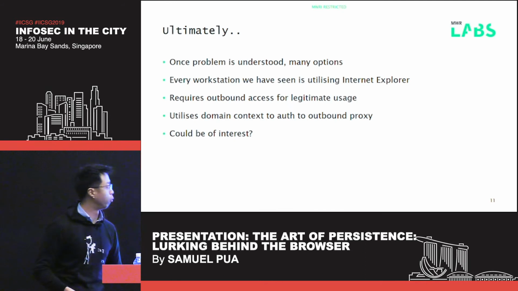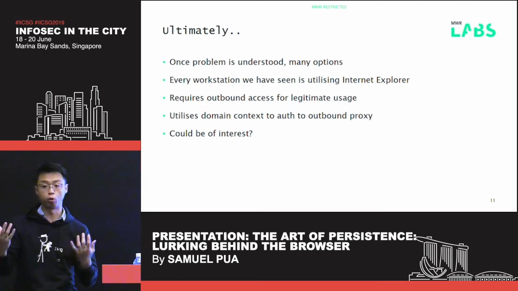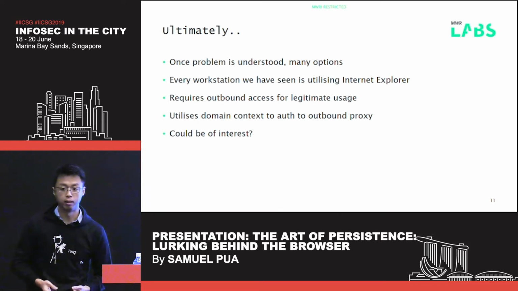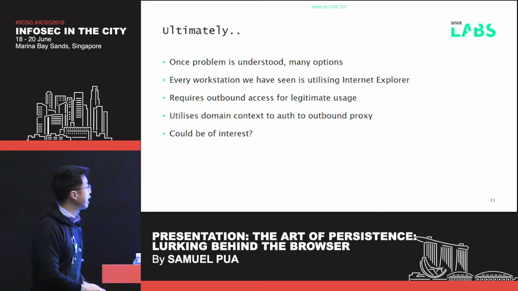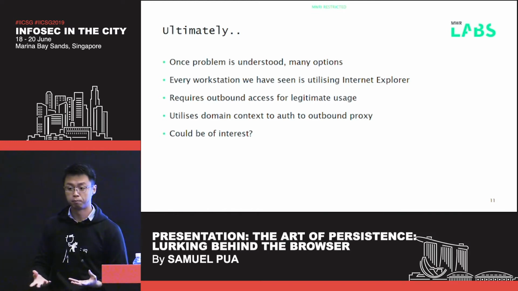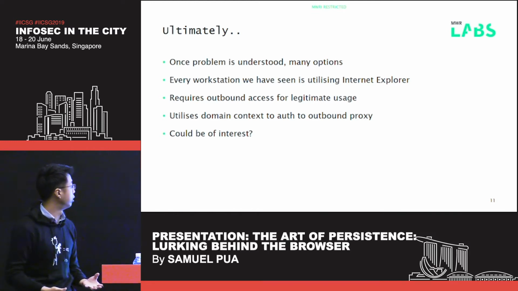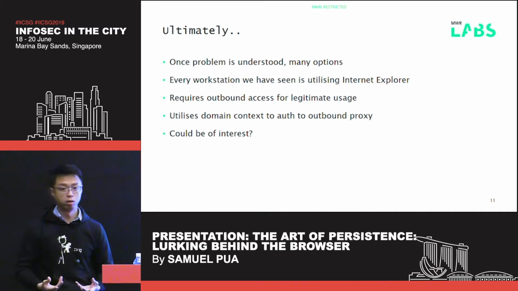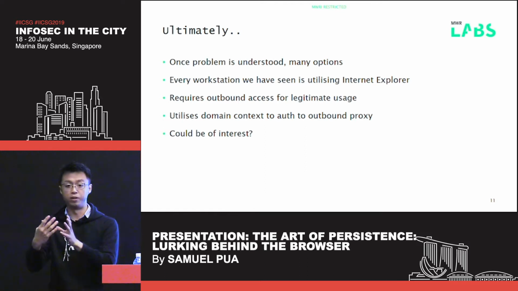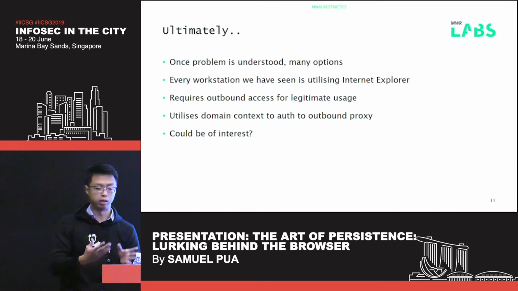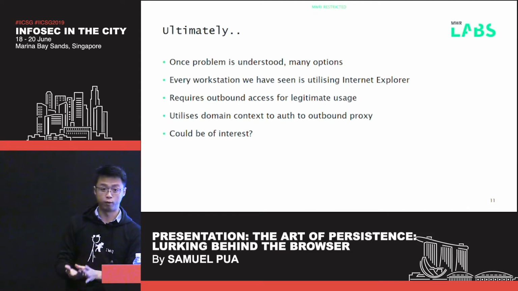So ultimately, once we know that we have to resolve these 2 goals, we could consider many options. And this is where we start to weigh the options. As we weighed the options, we realized that every workstation we have seen is using Internet Explorer. The advantage of Internet Explorer is that it requires outbound access for legitimate usage. As you browse the web, or visit a web app by your company, people essentially need to surf the web anyway.